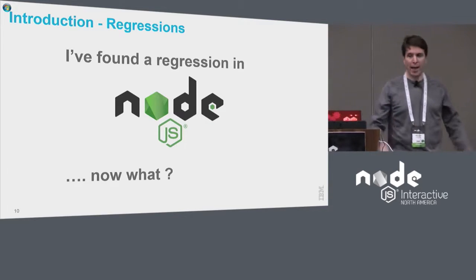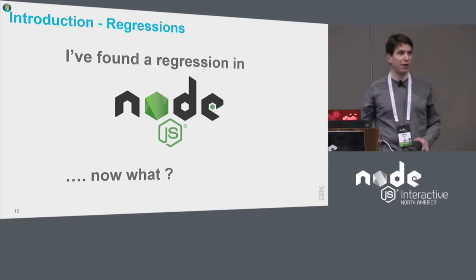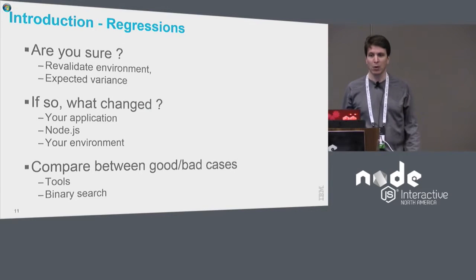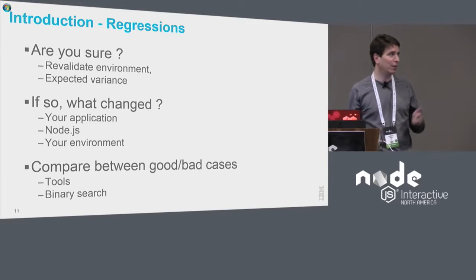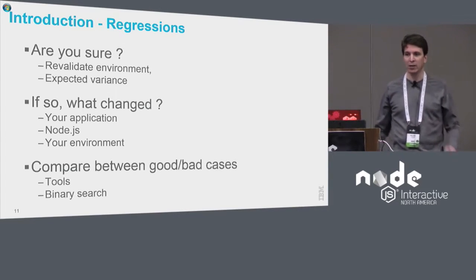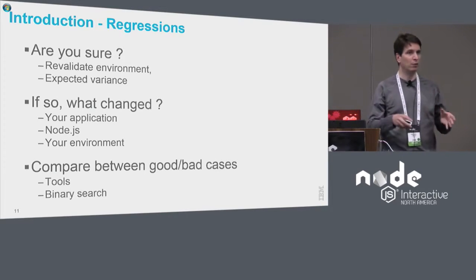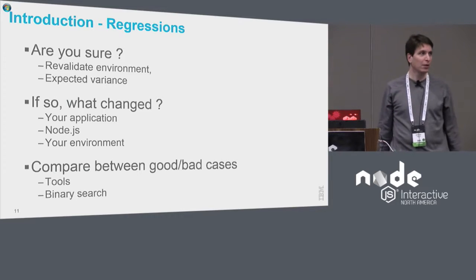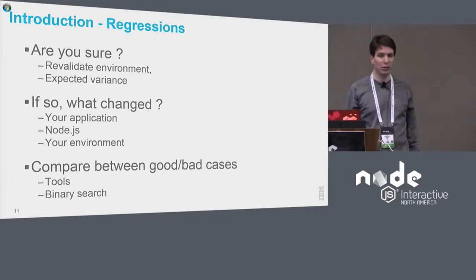So you're looking at some performance on Node.js, and you think you found a regression. What do you do? Well, the first thing is make sure. As I said, 95% of the time, in our case, it turns out that there really isn't a problem there, so make sure you revalidate that. Make sure your environment didn't change and you're not within your expected variation. If you convince yourself that yes, there is a problem, then what happened? You have to start looking at what changed.